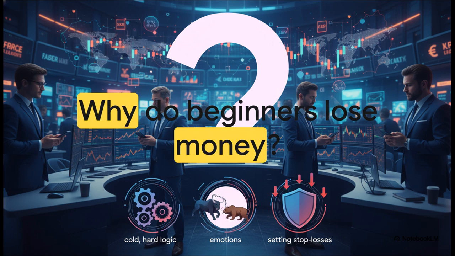So, why do so many beginners lose money? It's a really sobering question, right? But confronting it head-on is quite literally the only way to avoid that classic get-rich-quick trap. Beginners usually lose because they over-leverage, they fail to set stop losses, and, this is a big one, they let emotions completely dictate their trades instead of cold, hard logic.